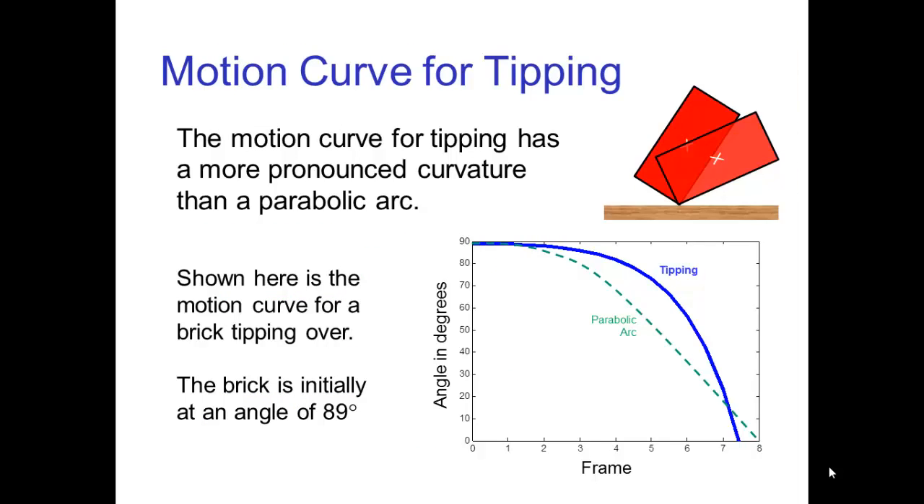As I mentioned, tipping motion has more texture than simple falling motion, and we see this in the motion curve. For simple falling, the motion curve is a parabolic arc. However, the motion curve for tipping has a more pronounced curvature. It starts out flatter and then plunges steeply. You can also verify that this motion curve for tipping is not a parabolic arc, since it doesn't obey the fourth down at halftime rule.